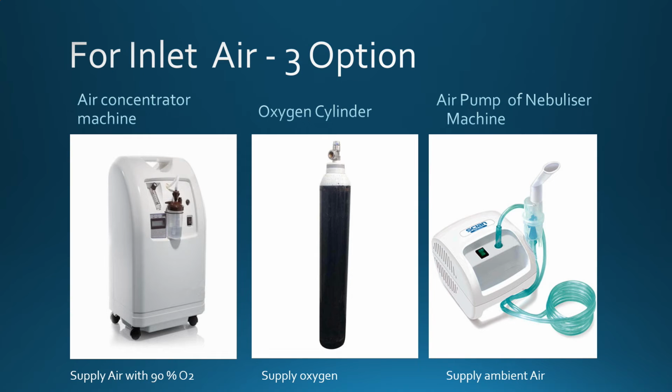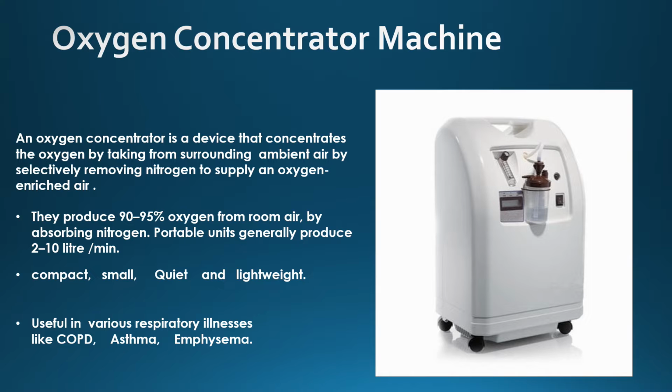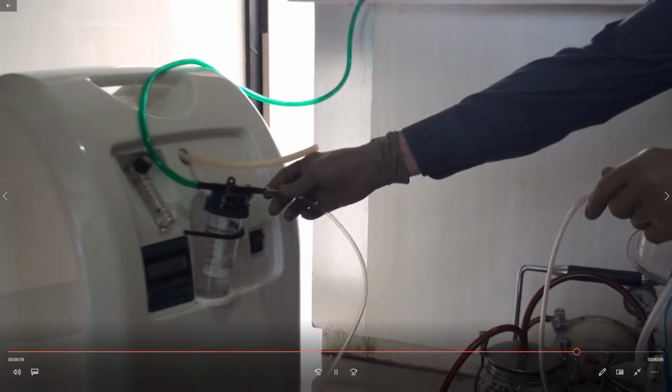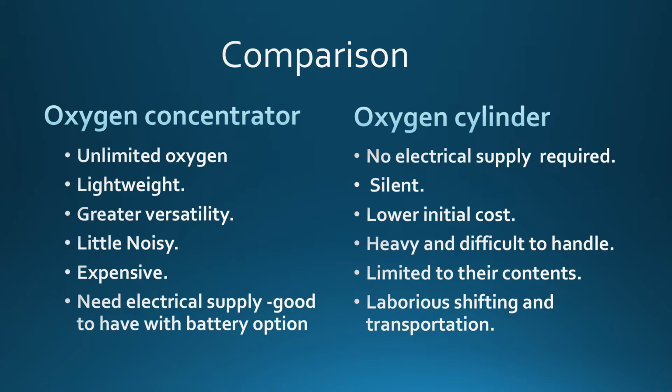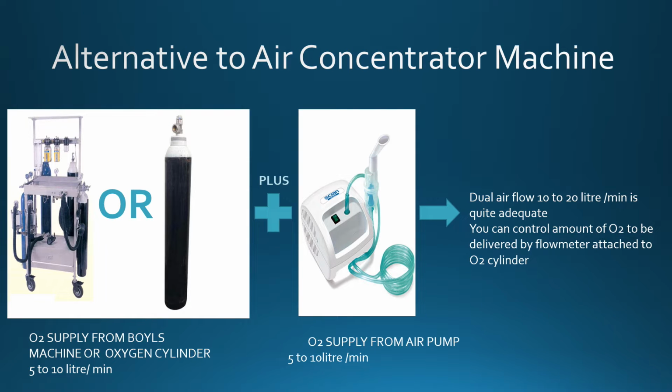You can use an oxygen concentrator machine, an oxygen cylinder from Boyle's machine, or an air pump. Mainly we use an oxygen concentrator machine. An oxygen concentrator is a device that supplies oxygen-rich air by filtering out the nitrogen from ambient air. It definitely gives an unlimited oxygen supply, but it is a little expensive and it needs an electrical supply. Well, it is always good to have a battery option.